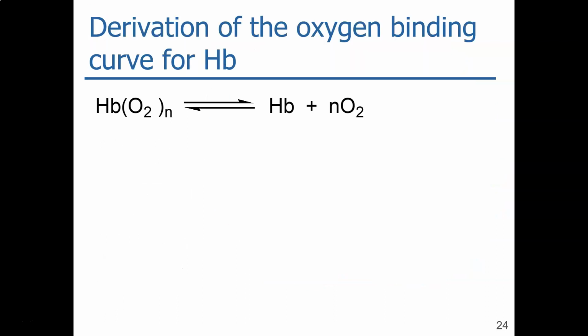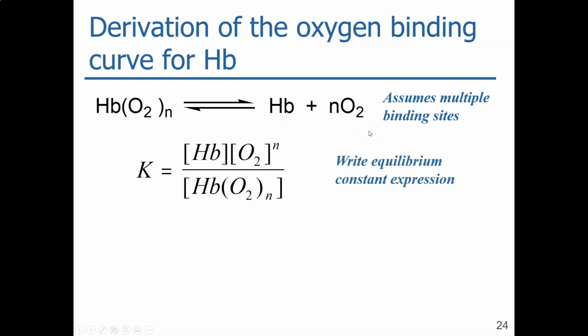So if we do the same thing where we derive the oxygen binding curve for hemoglobin, here we're going to assume multiple binding sites. So we'll just say HbO2 to the N, so we have N number of oxygens bound, and then we'll show the dissociation. And then we'll do the same thing that we did before. We'll write the equilibrium constant expression. You might remember from general chemistry, if you have a coefficient, you'll raise it to that power.